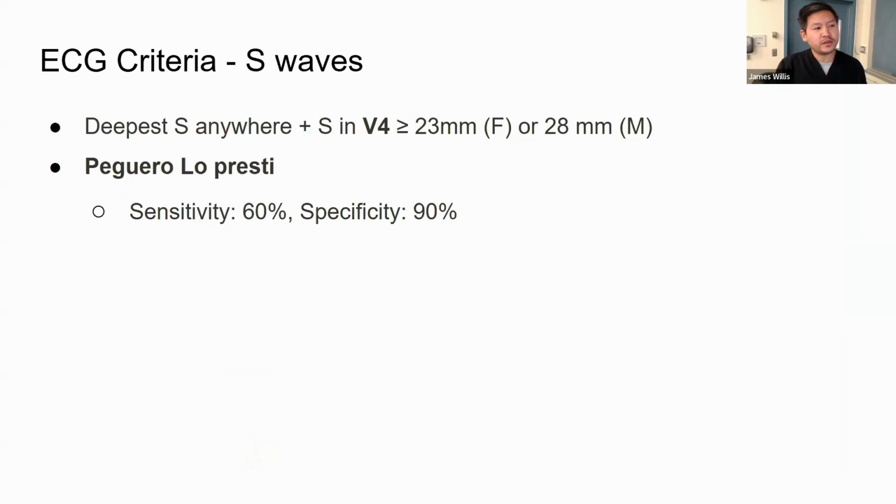What I use is something that was taught to me by a resident, but it actually has pretty good diagnostic value. It's called Pegro-Lopresti. Basically, you look at the S wave in V4 and any S wave on the EKG, and if it's greater than 28 in males, it's pretty diagnostic for LVH, and 23 for females.